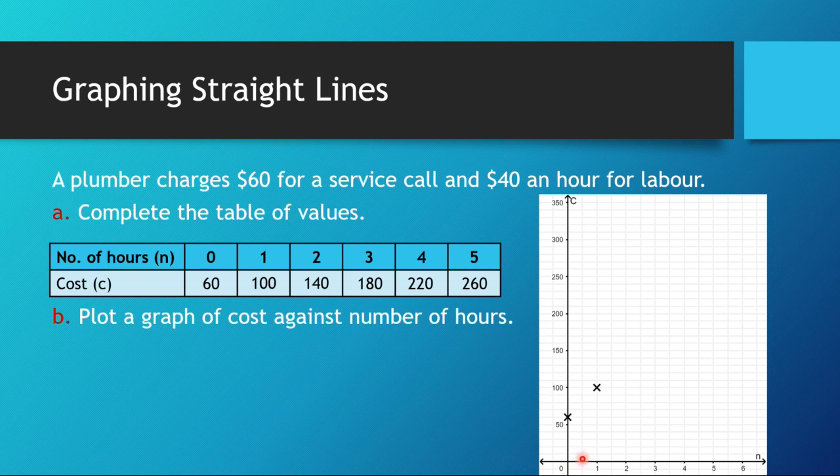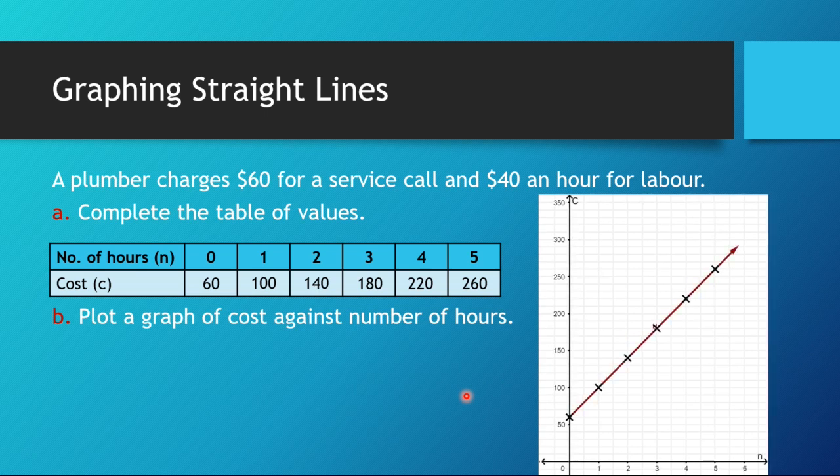2, 140. 2 hours along the x-axis, the horizontal axis, and up 140. Then 3, 180. 4, 220. And 5, 260. We've now plotted our points, and you can see we have a straight line. It starts here, it doesn't have an arrow on this end because we can't have a plumber working for less than 0 hours. But it will continue in this direction if the plumber works for more than 5 hours.